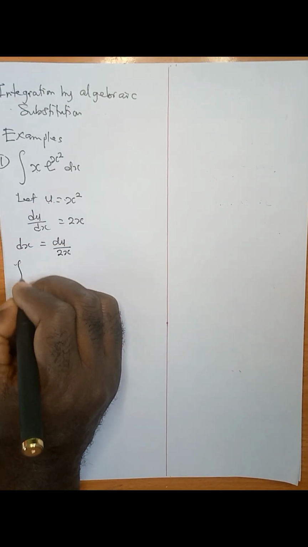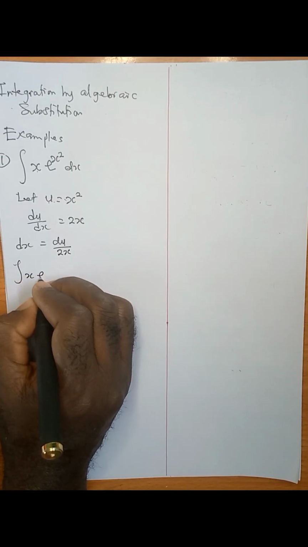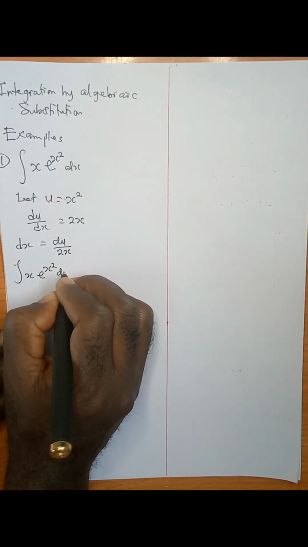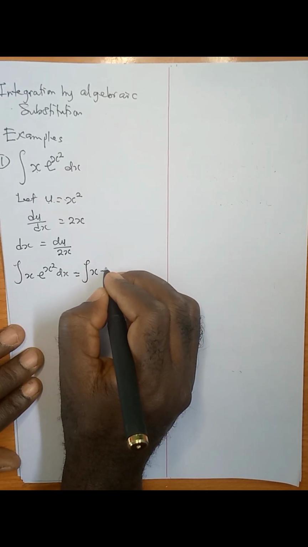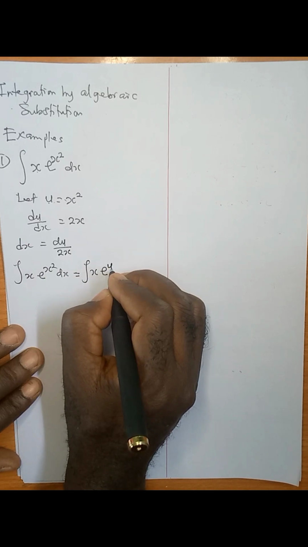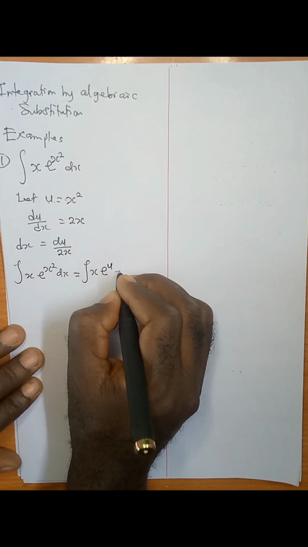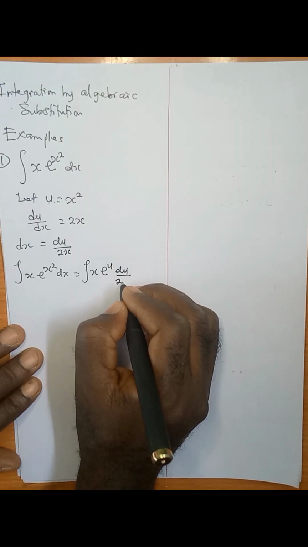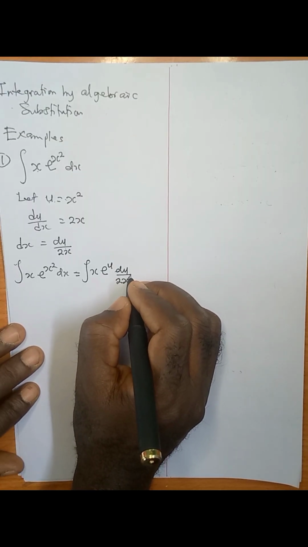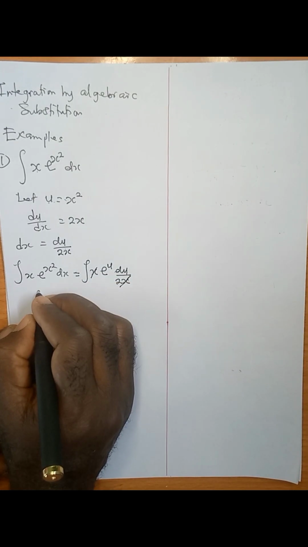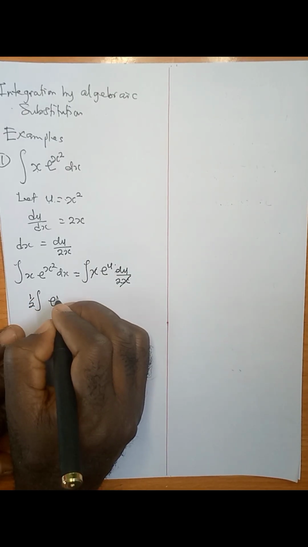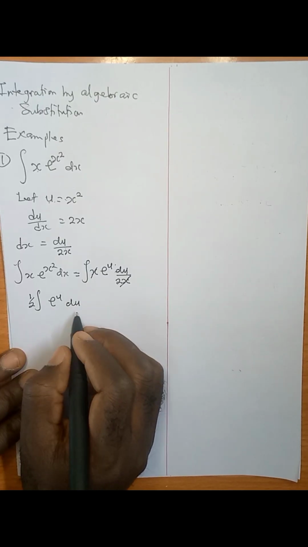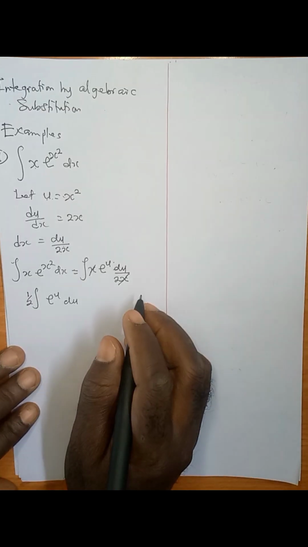Then this integral of x exponential x raised to power 2 dx will be the integral of x e raised to power u, then dx is du over 2x, so that this x will cancel this x. We now have 1 over 2, bring it out, e raised to power u du. Can you see you have succeeded in eliminating all the x terms from this place, remaining only u.